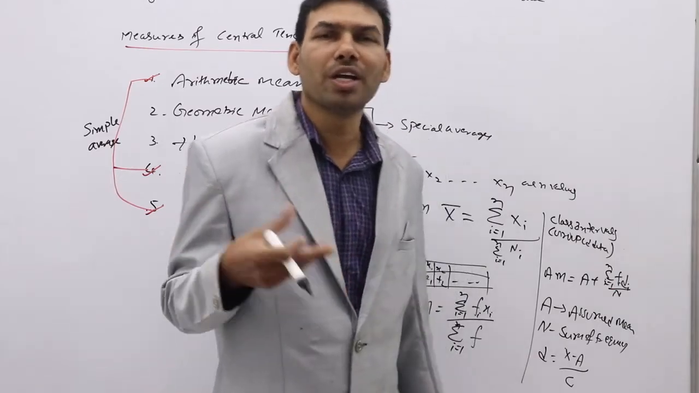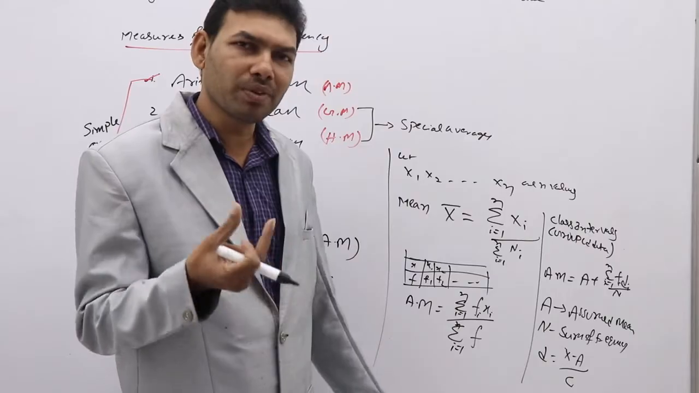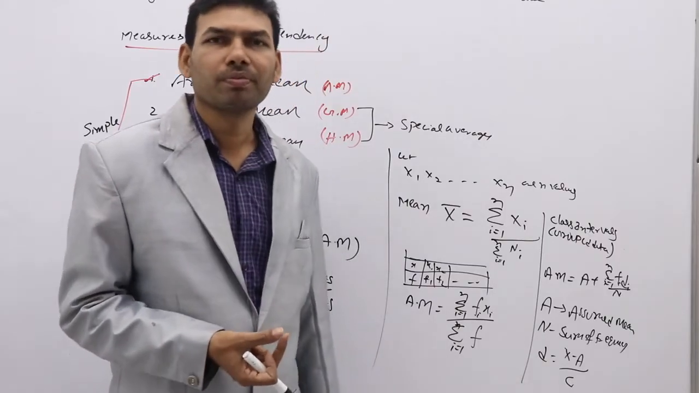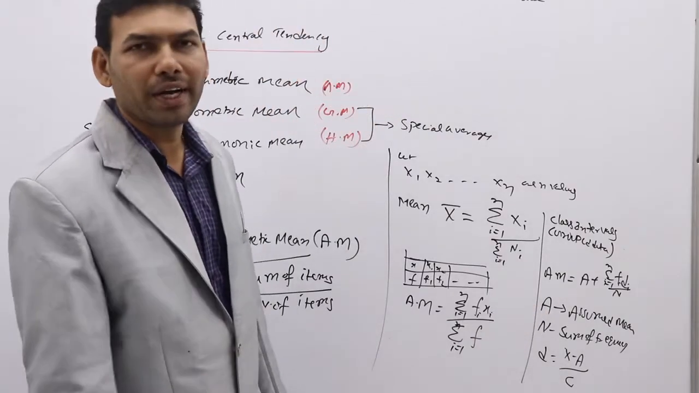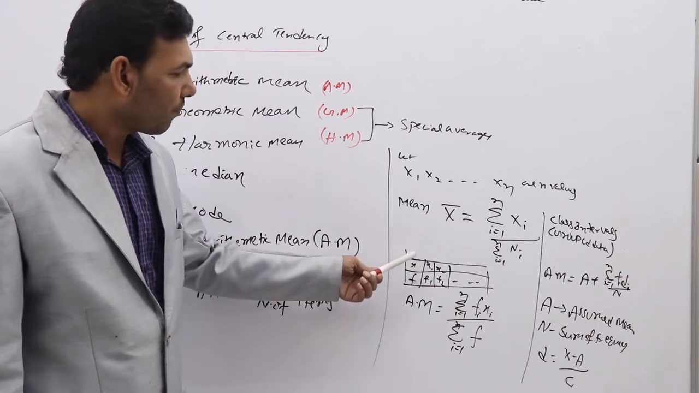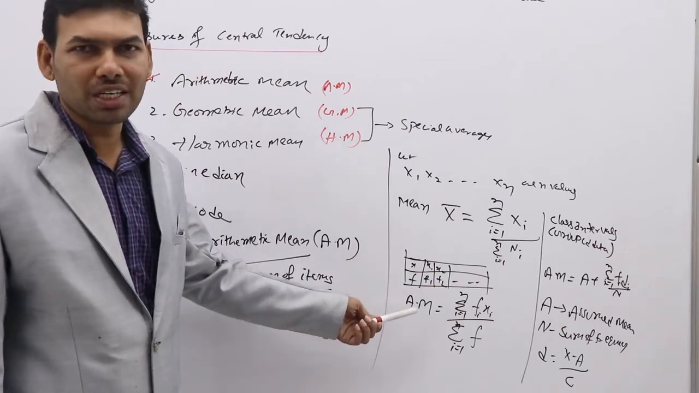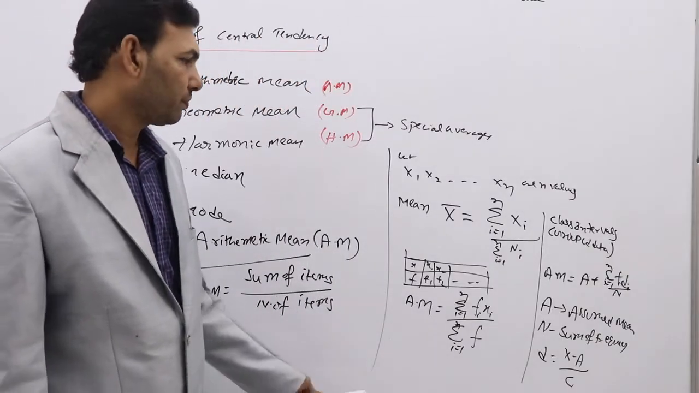A will be the assumed mean. We will assume one mean initially. We will subtract it from every value of x, divide with c, and multiply that value with f. We are going to find the arithmetic mean like that. This is used when frequencies are given along with the series of data, when class intervals are given.